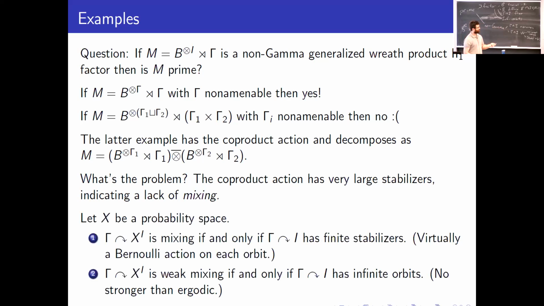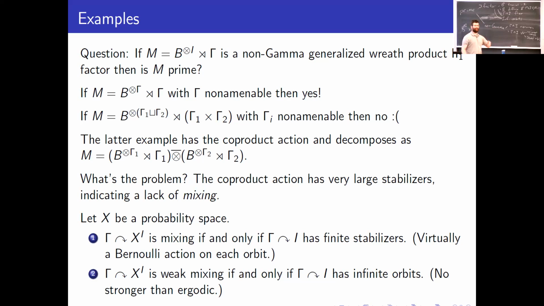Okay, so let's, again, do some classical mixing. All right, so if X is, we should probably say, a non-trivial probability space, then gamma acting on the infinite Cartesian product indexed by I, so this is the generalized Bernoulli action.